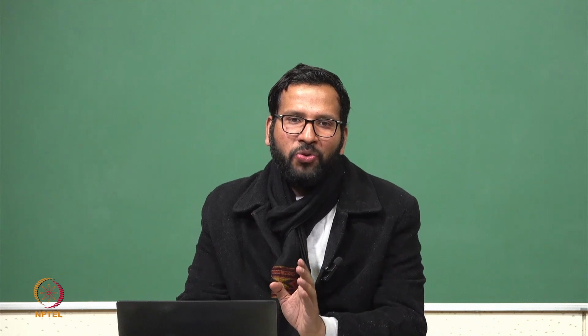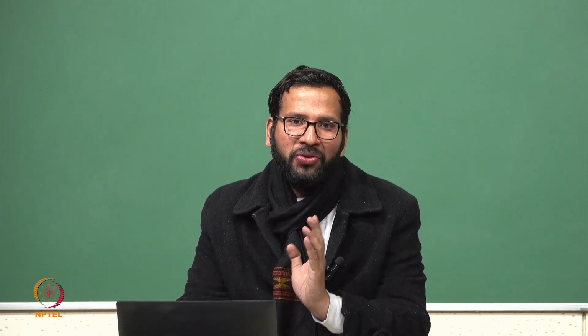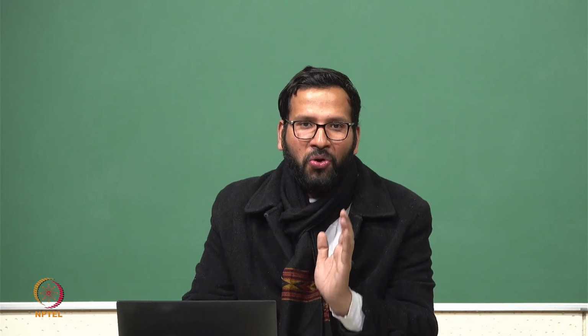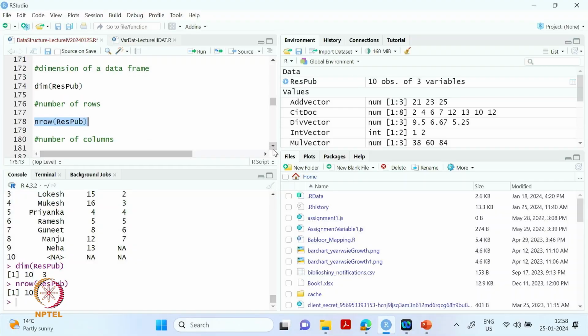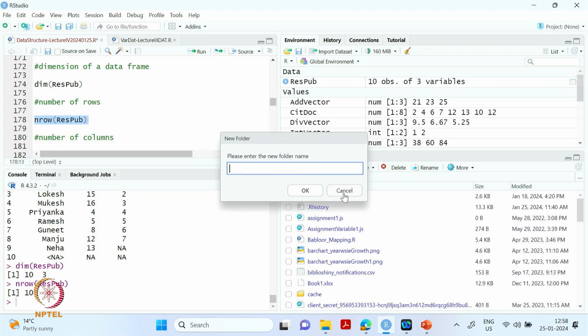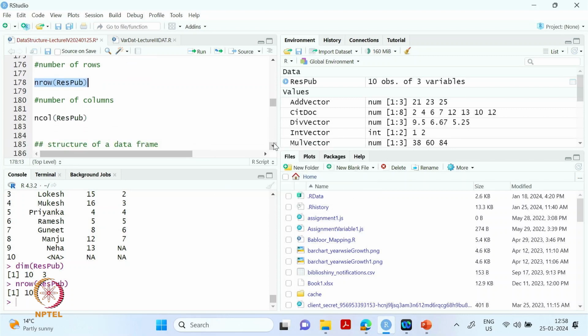Here I request you to pause the video and try to think what the possible command would be to know the number of columns in a data set. So to know the number of rows, we have nrow. To know the number of columns, we will have ncol. If you thought of ncol, you are correct. If I do ncol, the number of columns is 3.